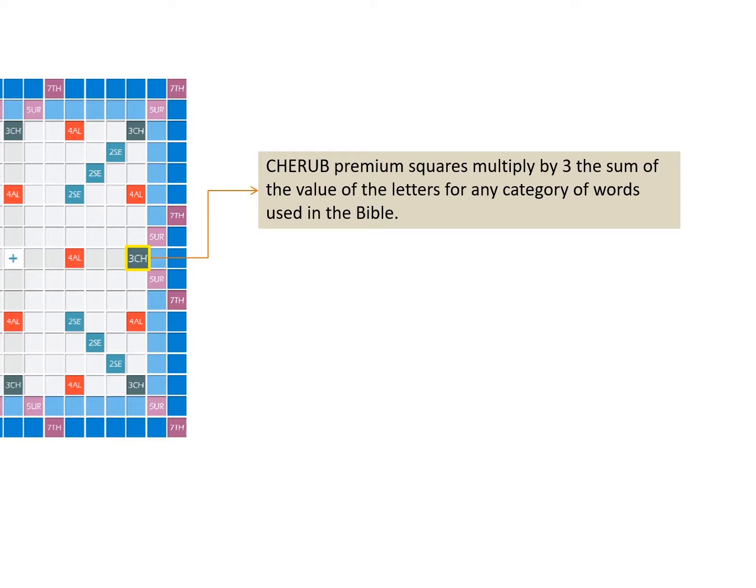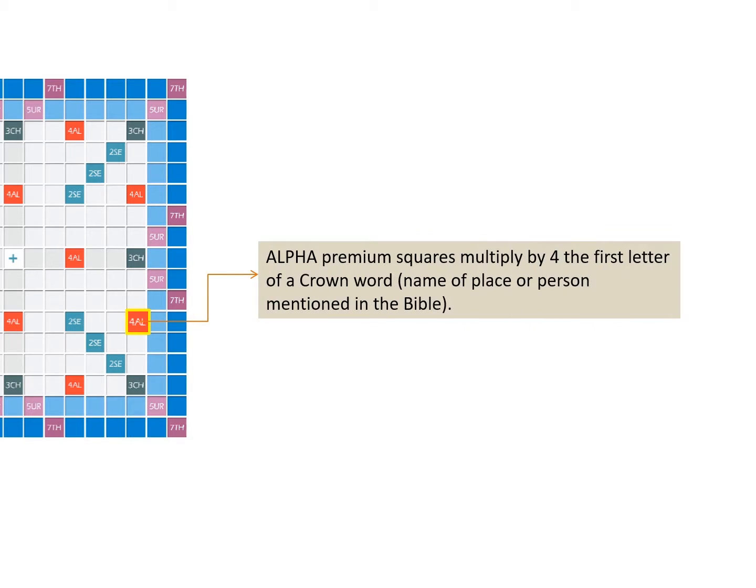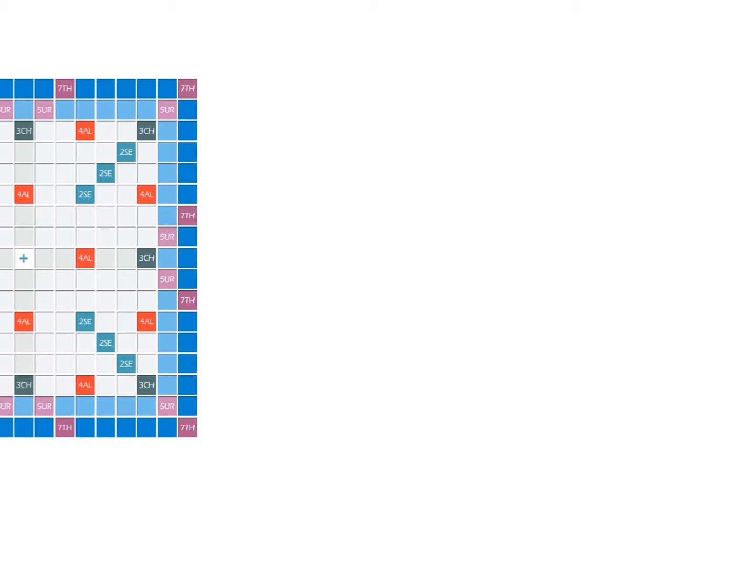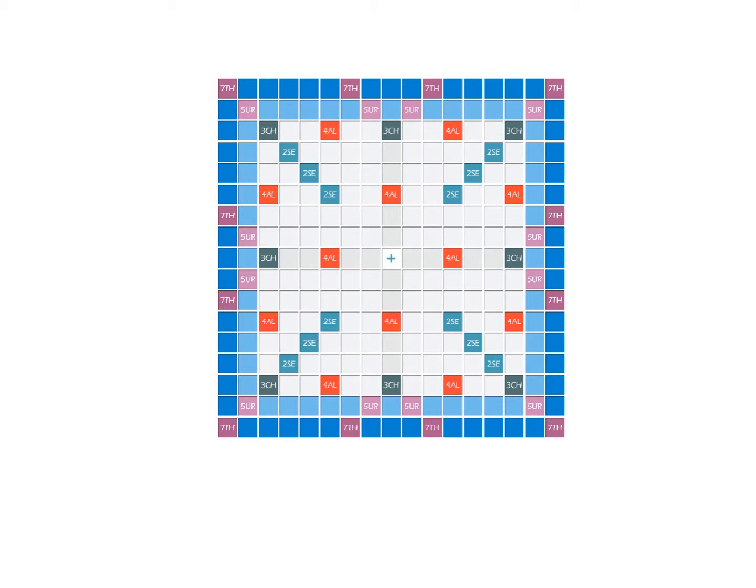Alpha is the only premium square that multiplies a letter. Alpha multiplies the value of the first letter of the word formed on it by 4, but only if the word is a crown word. Notice that alpha is located in the gray spelling field. What does that mean? You guessed right. Although alpha square rewards only proper nouns, it allows letters forming a word that is not a proper noun to be placed on it.